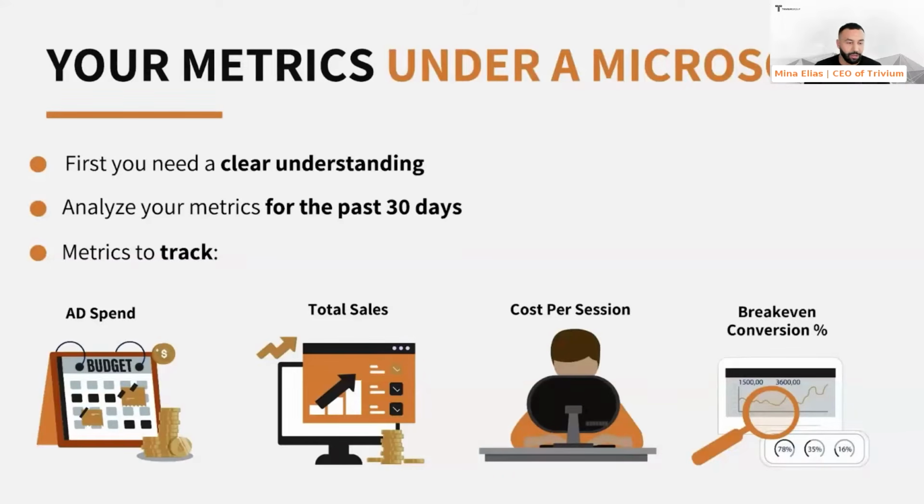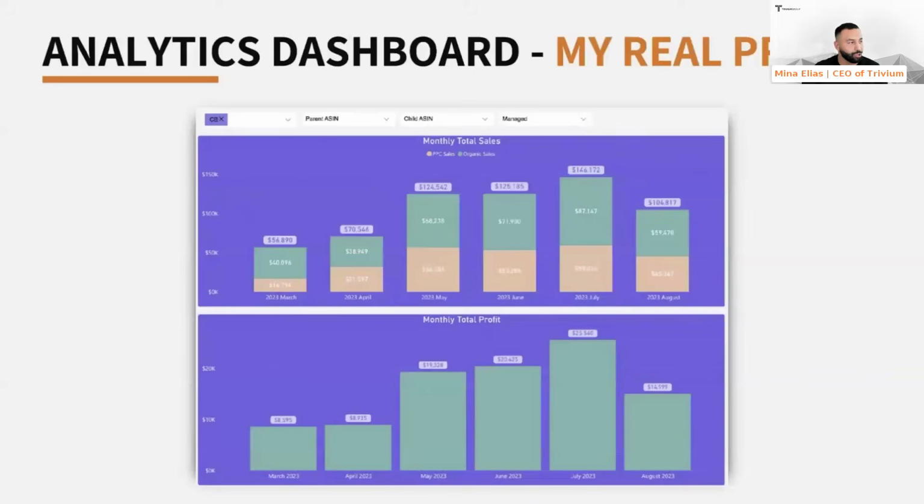So you need a clear understanding of your metrics. You need to analyze your daily metrics. I like to do them in 7-day chunks and then look at it in 30 days. Look at your metrics in the last 30 days. I'm going to show you my dashboard real quick. So this is my real profit, right?